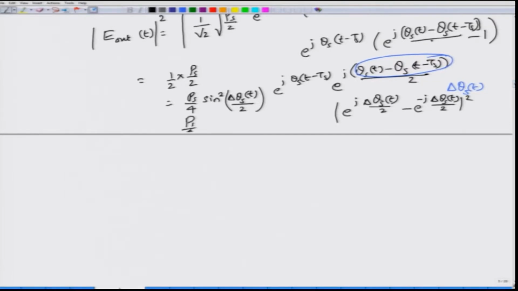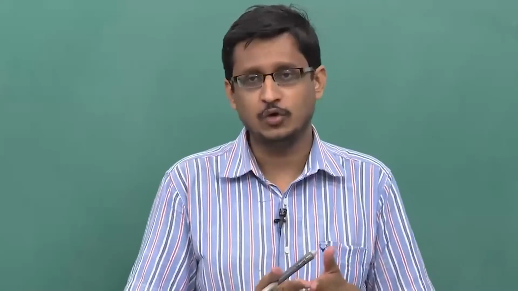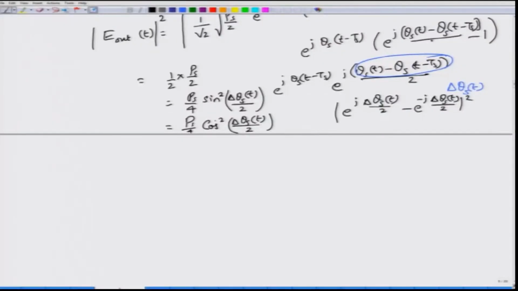So you get Ps by 4 cos square of delta theta s of t by 2. So you can simply adjust the operating point of this interferometer in order to reflect whether the phase difference of 0 should give you maximum or whether the phase difference of 0 should give you minimum. So this is the preferred one, so I can go to this one, and then this would be the photo current that I am going to obtain.